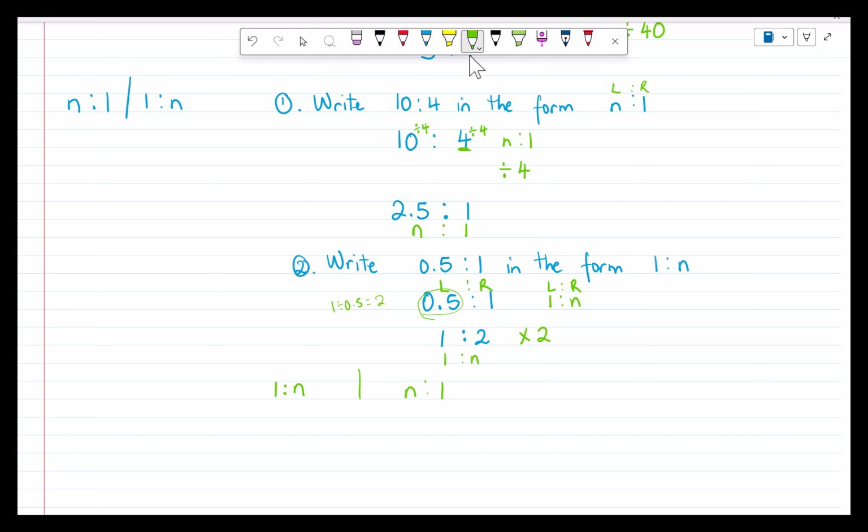So there you have it, guys. This is how you simplify ratios into their simplest form, or you can put them in the form of n is to 1 or 1 is to n. I hope you learned something.